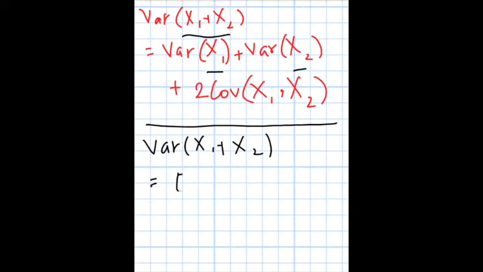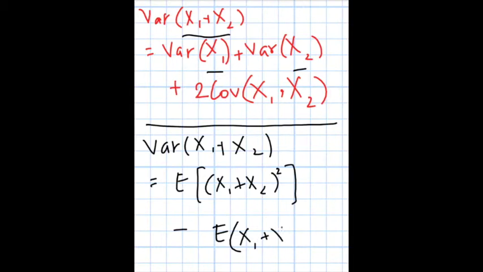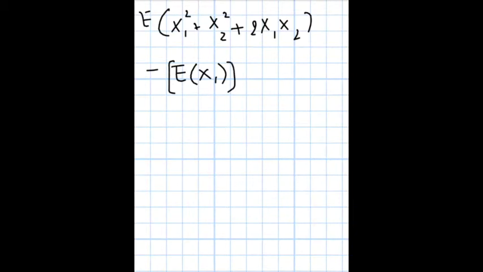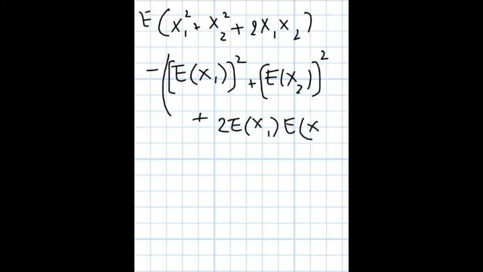This is equal to what? Expected value of x1 plus x2 squared minus expected value of x1 plus x2 squared. Right? So the first part is expected value of x1 squared plus x2 squared plus 2 times x1 x2. The second part is expected value of x1 squared plus expected value of x2 squared plus 2 times expected value of x1, expected value of x2.